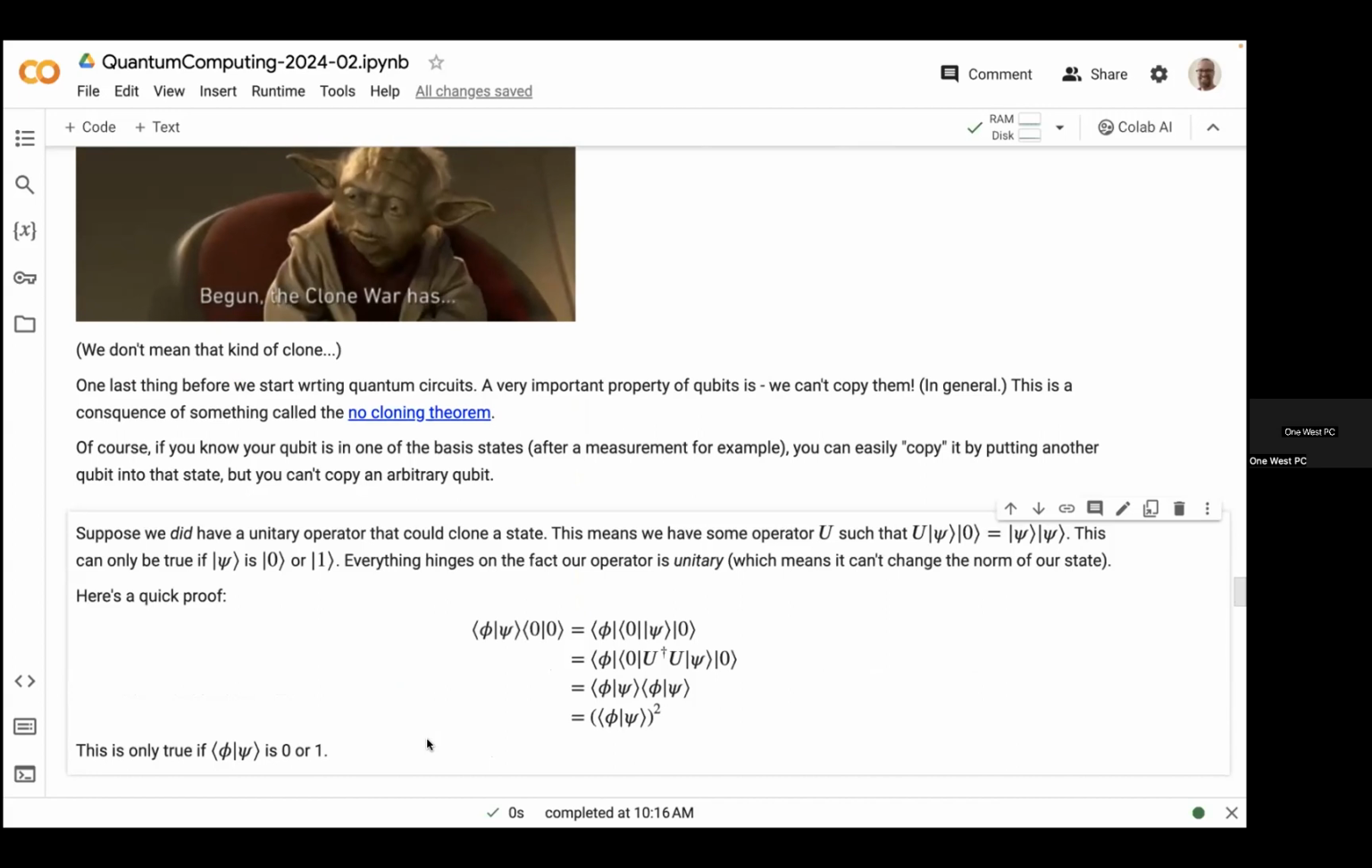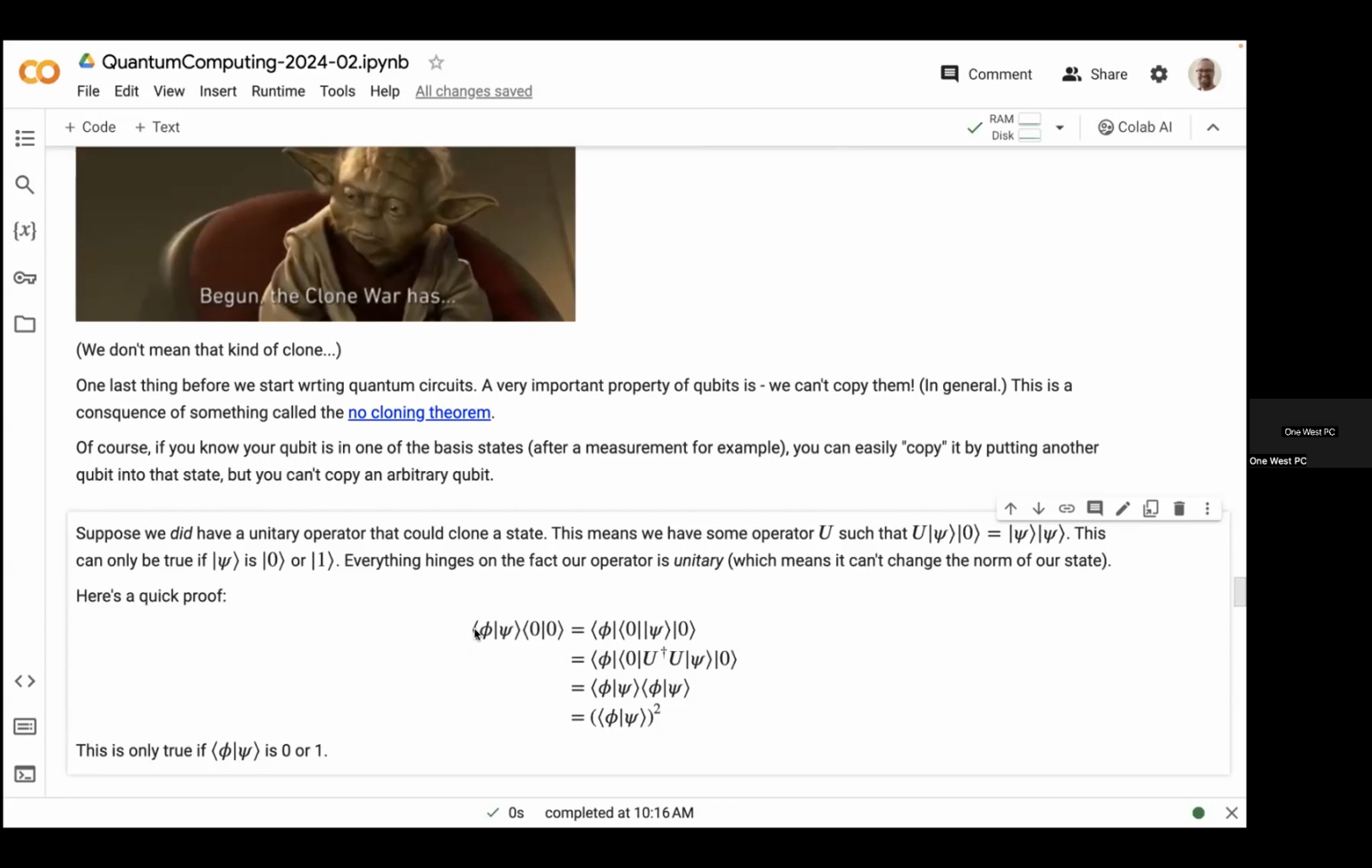So suppose that you did have some operator that could clone a state, right? That means that you would have some operator U, such that U operating on psi and this other state, which was prepared in the ground state, but holds if it was in some other state too, equals psi, right? Turns out this can only work if psi, this first one, is 0 or 1. And everything hinges on the fact that this is a unitary operator, which means it can't change the norm.